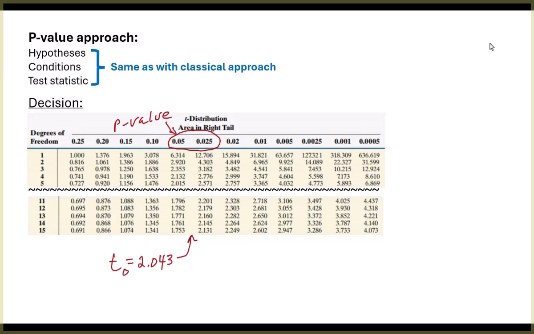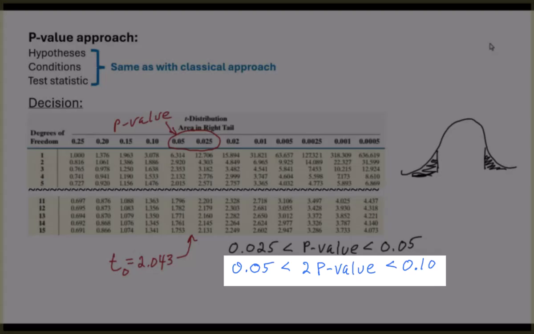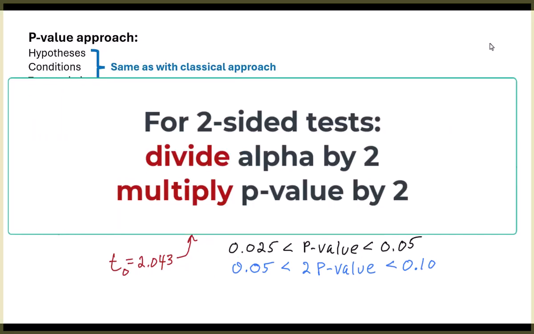This is a two-sided test. We just got a one-sided answer. What do I have to do to that probability? I got to multiply those endpoints by 2. See, I've got this situation right here. So I've got to take this interval and multiply those two endpoints by 2. There's our real p-value. For a two-sided test, not only do you have to divide alpha by 2, you've got to multiply the p-value by 2. And that's whether it's an average or a proportion. So watch out for that.